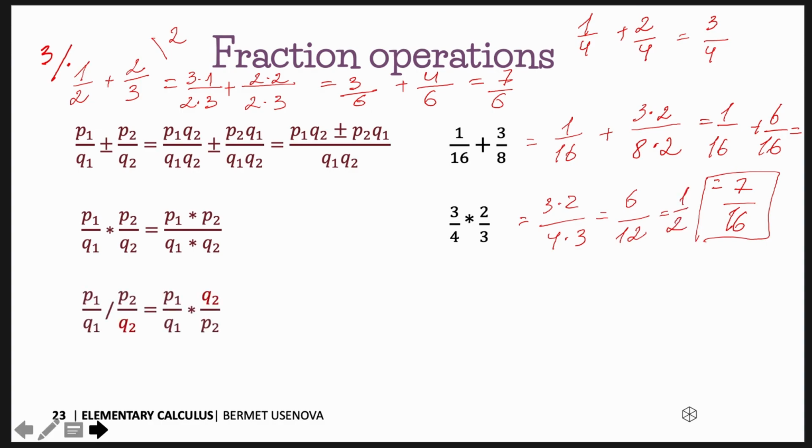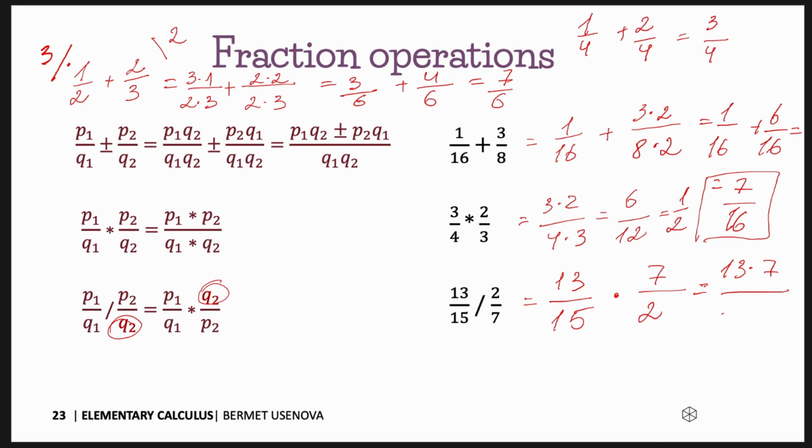As for division, it is a little bit different. As you can see here, we swap the numerator and denominator of the divisor, and then we multiply them. So 13/15 divided by 2/7, we leave the first fraction as it is, 13/15, and then we put the multiplication, and the second one we swap. And by multiplying 13 by 7 and 15 by 2, we will get our final result as 91/30.